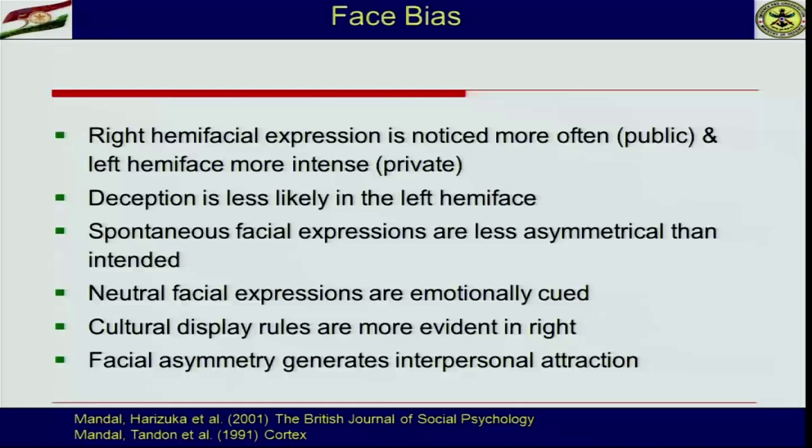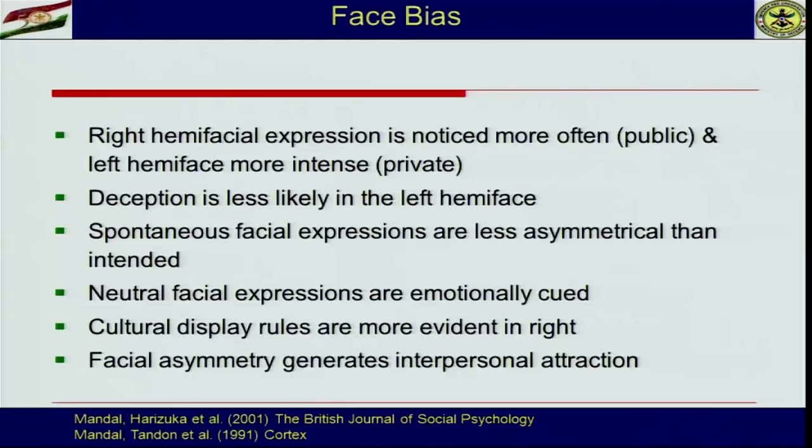So, there is a clear difference in expression between the two sides of the face, the right side and the left side. There is a clear bias. Likewise, we have found that deception in facial expression is less likely in the left hemiface. That is, your control on the left hemiface is much less than your control on the right hemiface. Therefore, people fail to make any kind of deception in the left hemiface as compared to the right hemiface. So, deception can be detected very easily if we create a composite of the left-left hemiface.